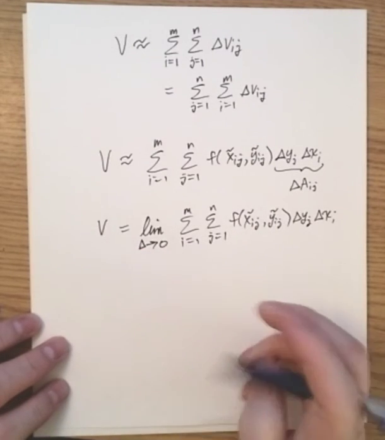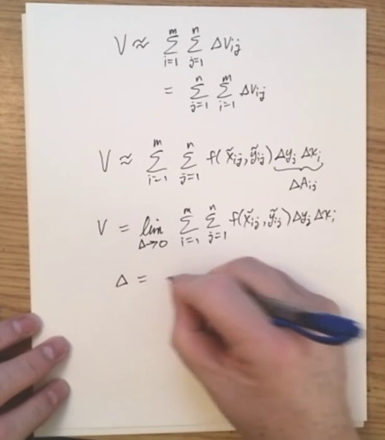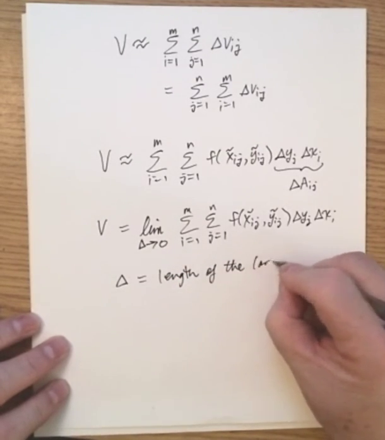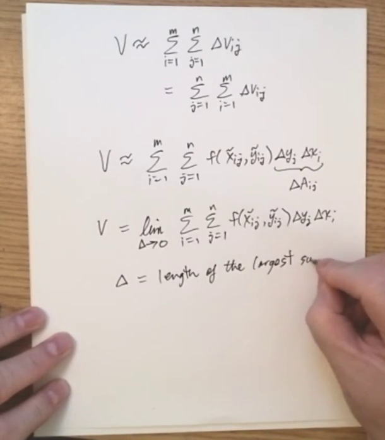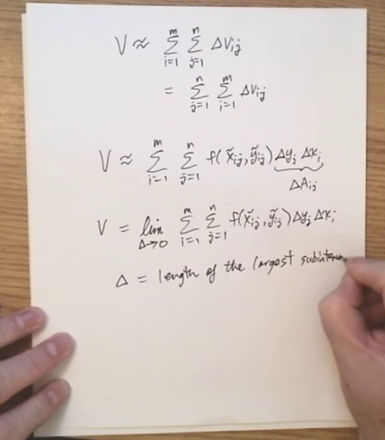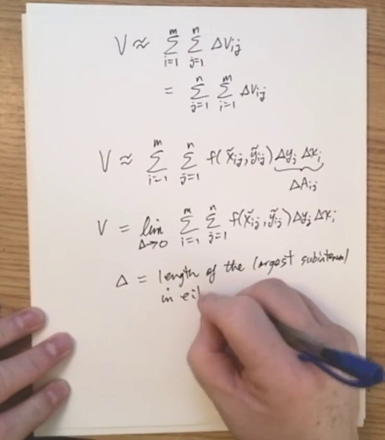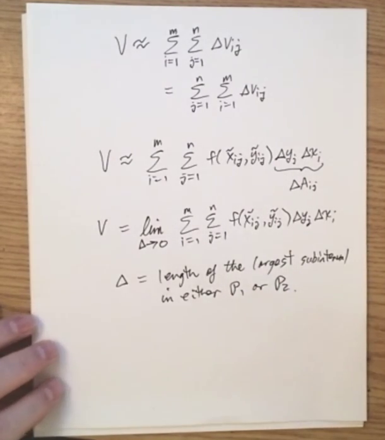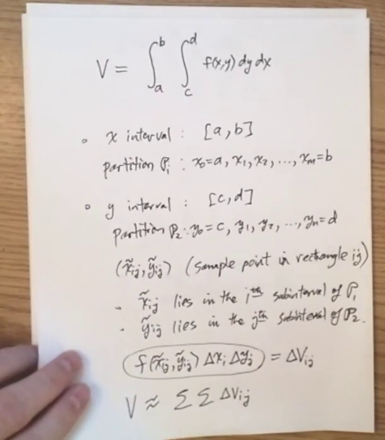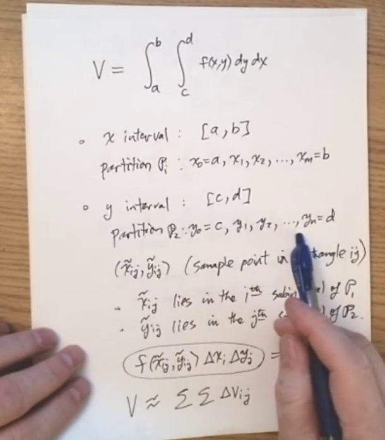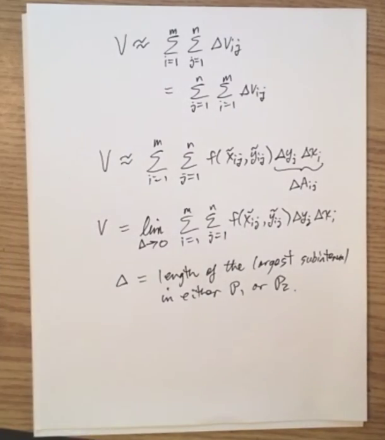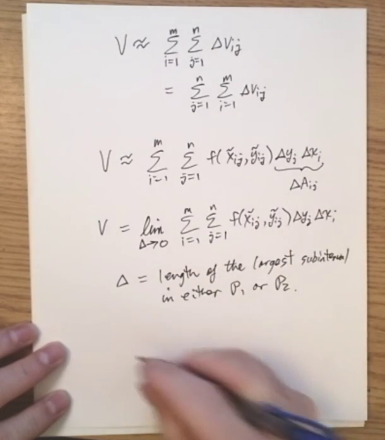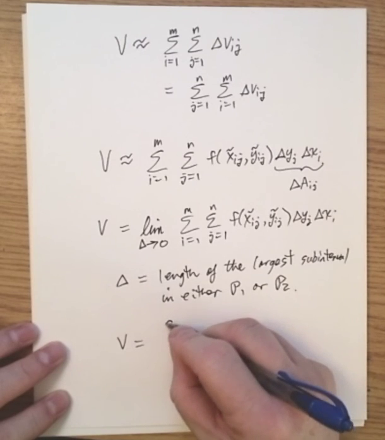Now, what is this delta here? This is the norm of the partition. This is the length of the largest subinterval in either partition 1 or partition 2. So what that effectively means is the length of every single subinterval involved in this situation is going to 0. Now, if this limit actually exists, then what we have is a definition of the integral.